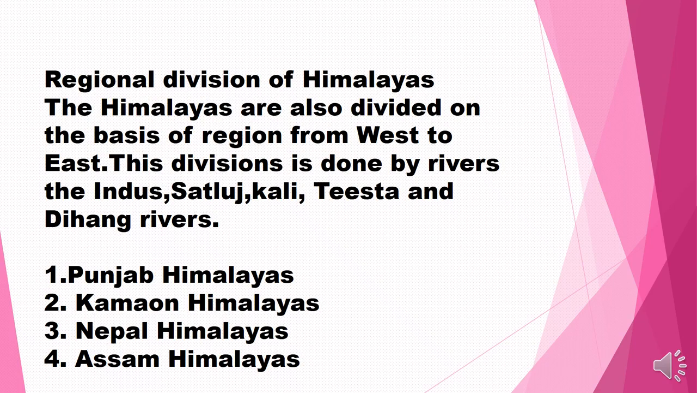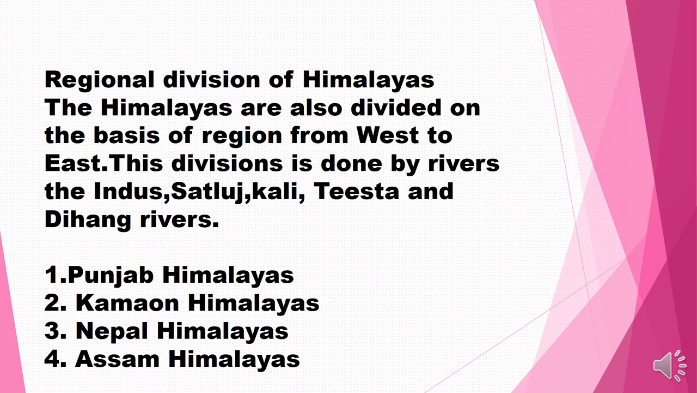After that, Kali river to Tista river. Tista river originates in Sikkim. So from Uttarakhand to Sikkim, it is called Nepal Himalaya. And after that, Assam Himalaya. Assam Himalaya includes Tista and Dihang.